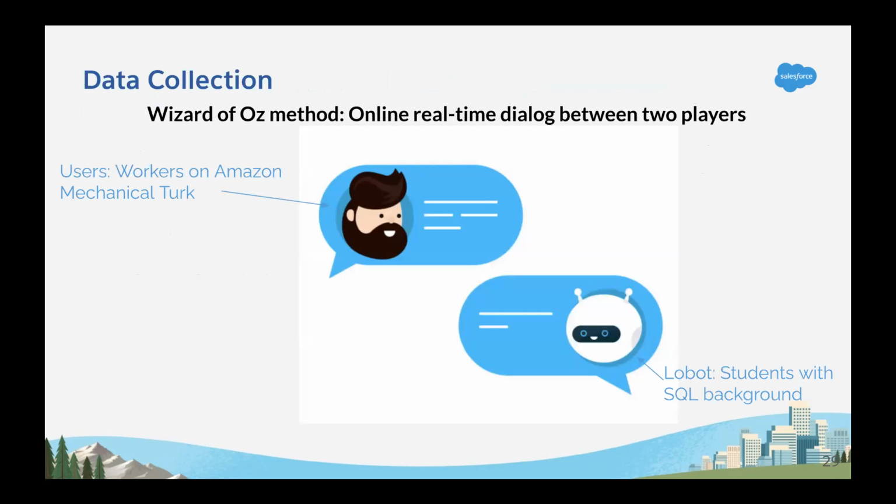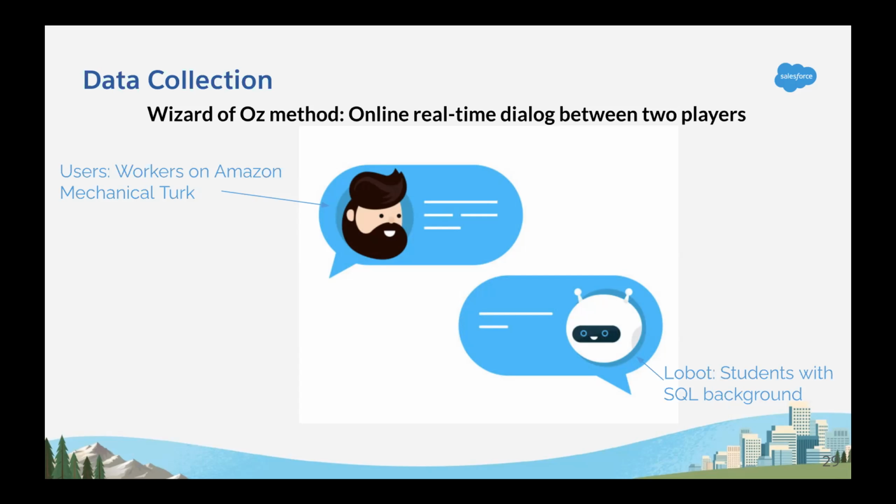So to do this data set collection, we use the Wizard of Oz method. Wizard of Oz is actually a very popular data collection method that allows researchers, or even product people in industry, to test a concept. It's a process that allows a user to interact with the interface without knowing that the responses are being generated by a human rather than a computer.